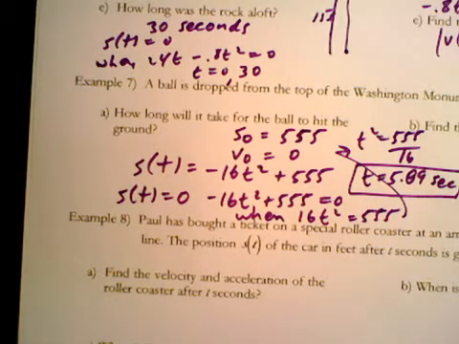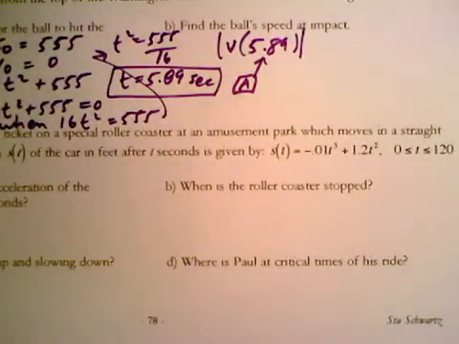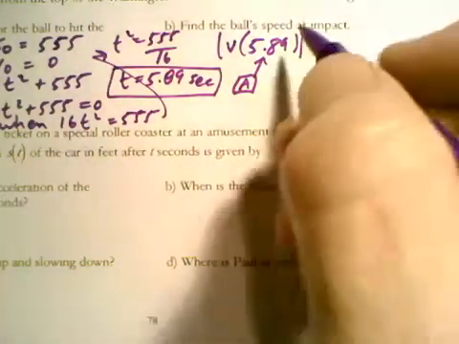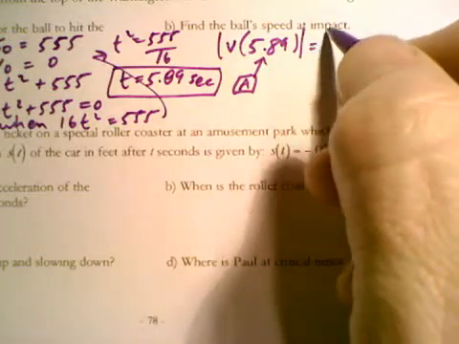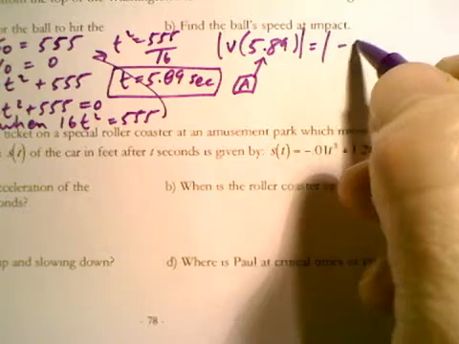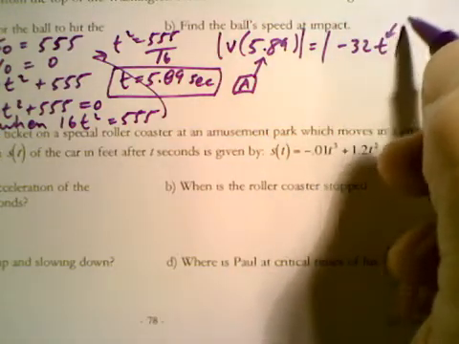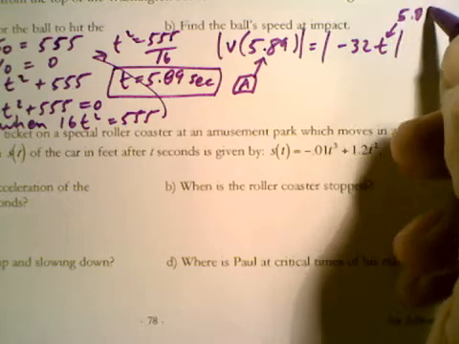Find the ball's speed at impact. Well, the ball's speed at impact will be the velocity at that time, 5.89. By the way, you're going to want to store that in A on your calculators. Store alpha A. And then I want to figure out the velocity at 5.89. It's negative 32t, when t is 5.89. I should put an A right there.